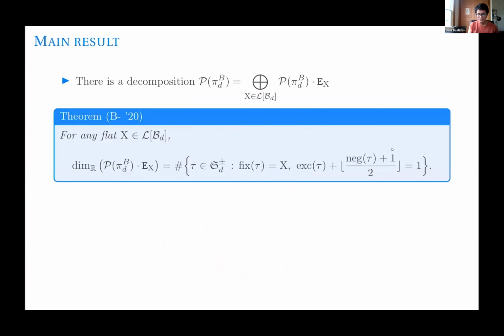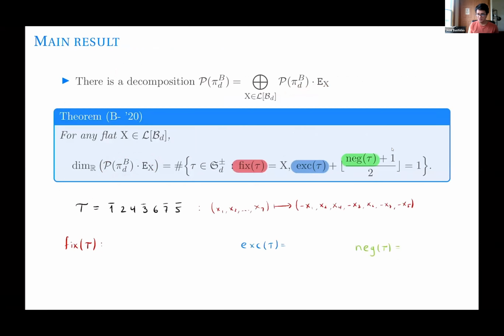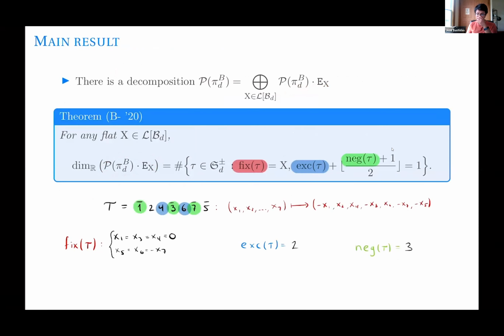And the main result here is that we computed the dimensions of these subspaces that we have right here, okay? And they are completely determined by certain combinatorial information that maybe I won't have a lot of time to explain, but we're counting signed permutations with certain conditions over statistics, okay?